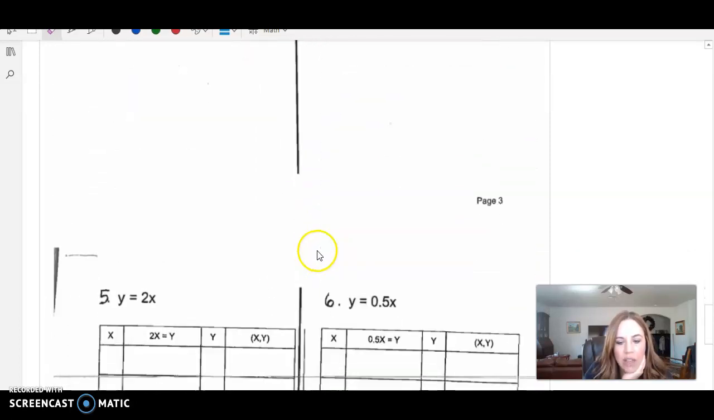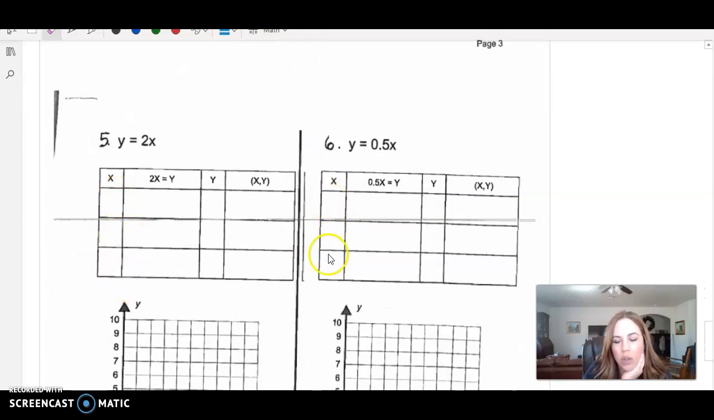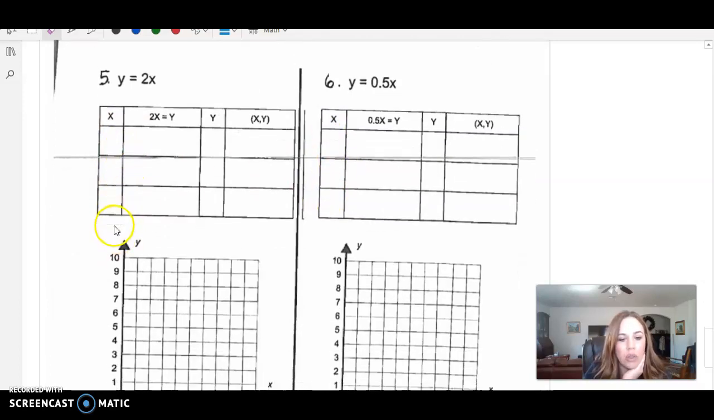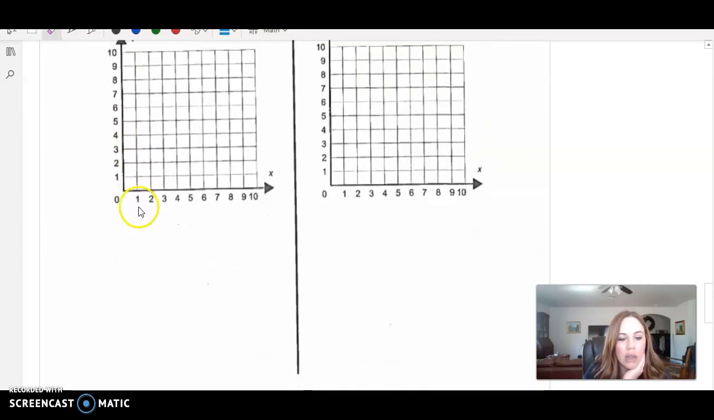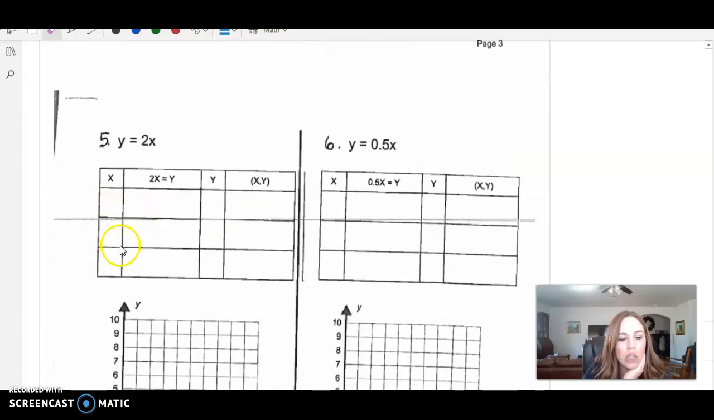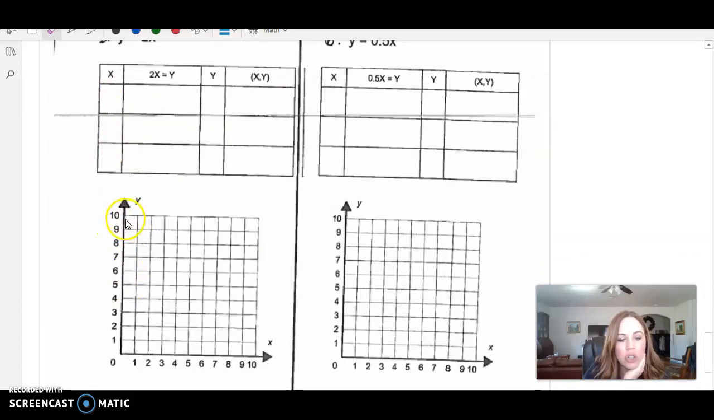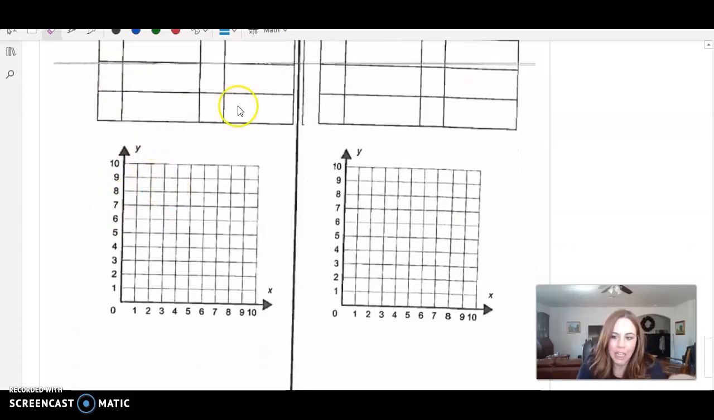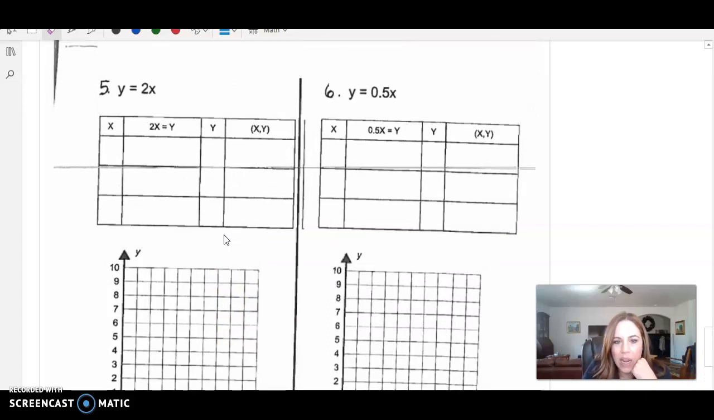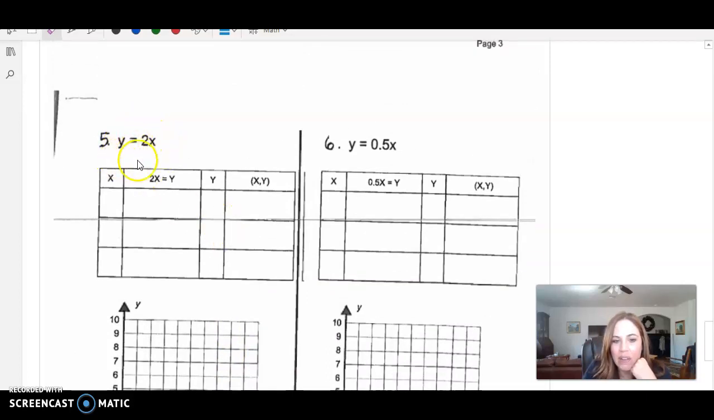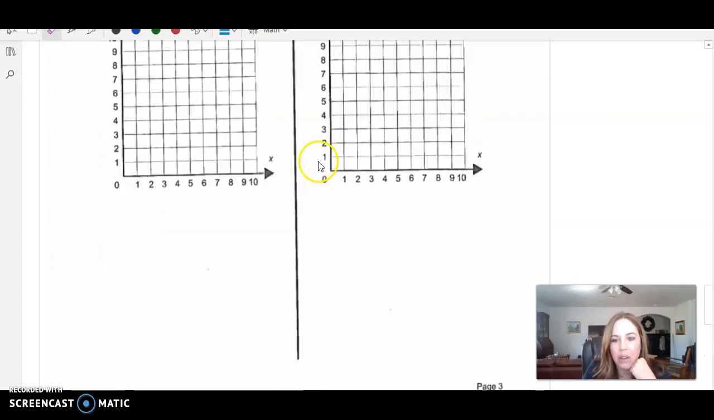Okay. And another hint, I start here. I give you your x values, but here you get to pick your own x values. You can use the ones that I've done, like 0, 1, 2, 3, or you can use your own. But be sure to not use anything bigger than 10, because then it might be really hard to graph. If you're using 16, you don't know where to go on the graph, because your graph in this case only goes to 10.